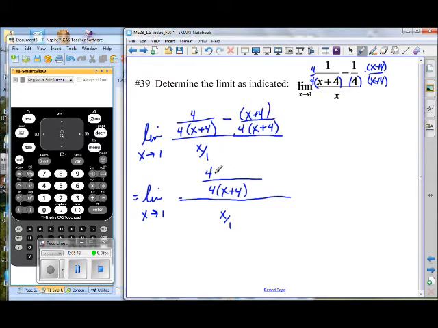This is a common error. This is going to be negative x. Take the opposite of the 4, negative 4. When I look at this numerator here, I see that the 4's cancel. So I'll go ahead and simplify that. And I have the limit as x approaches 1. I still have my x divided by 1 down here. My numerator is negative x divided by 4, the quantity x plus 4.